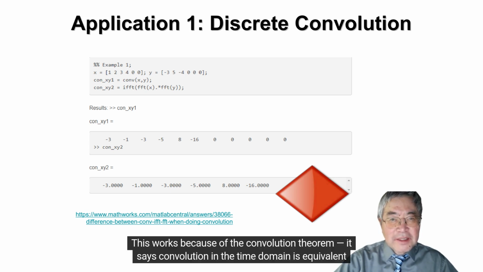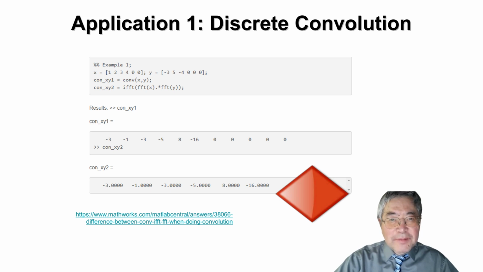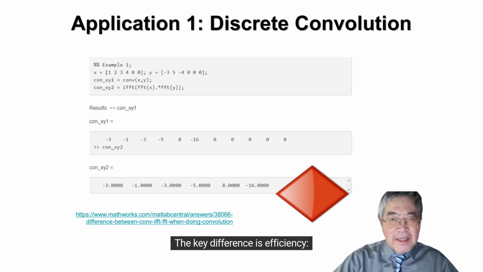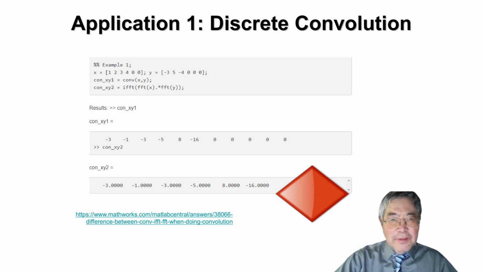This works because of the convolution theorem. It says convolution in the time domain is equivalent to multiplication in the frequency domain. If you compare the results from the direct method and the FFT-based method in MATLAB, you'll see they match exactly. The key difference is efficiency. Direct convolution, about n squared operations. FFT-based convolution, about n log n operations, much faster for large n.